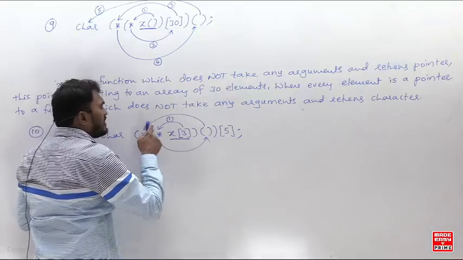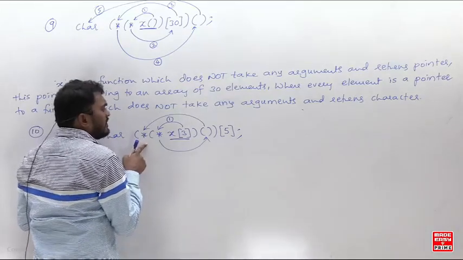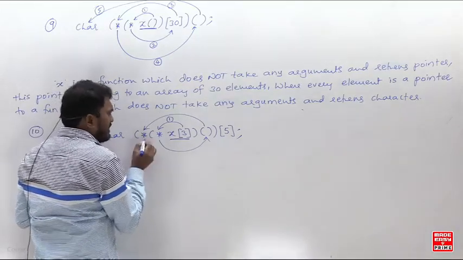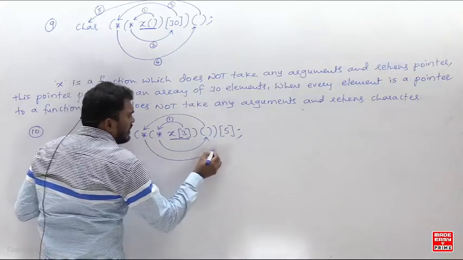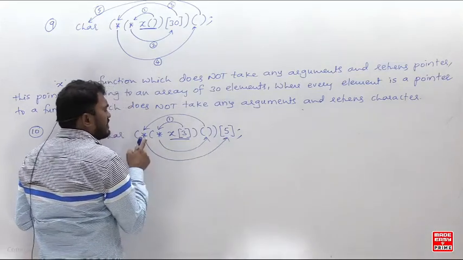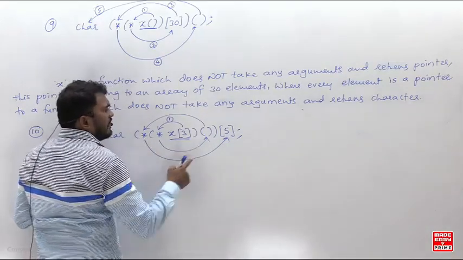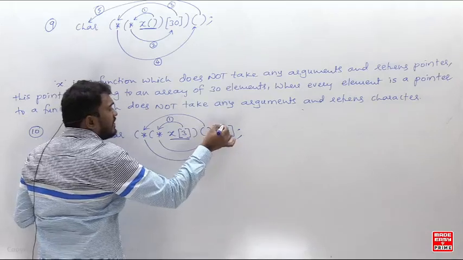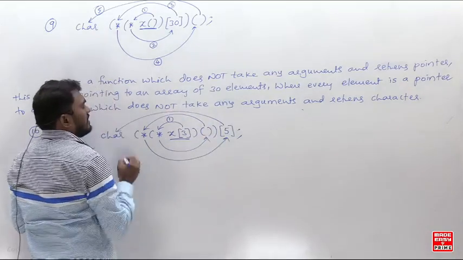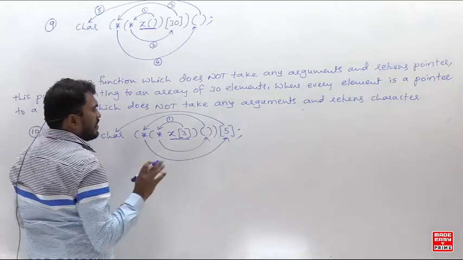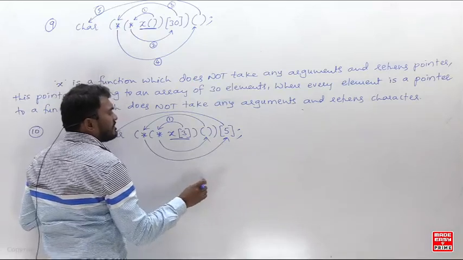So when you say that function is returning a pointer, is that pointer pointing to anyone? Yes. That pointer is pointing to an array of 5 elements, and where every element in the array is what? Character. Every element in the array is a character. So I'm repeating. Listen here first.